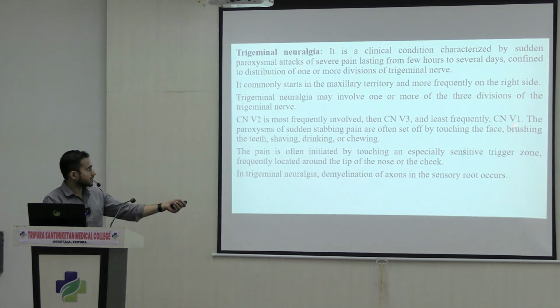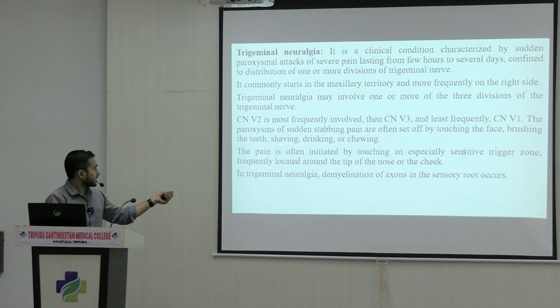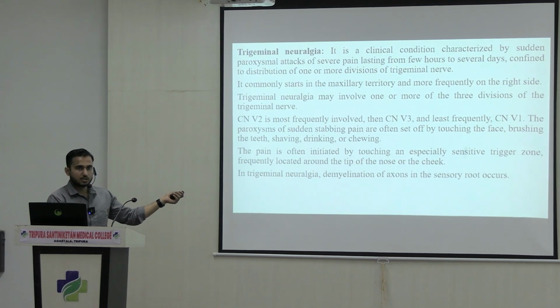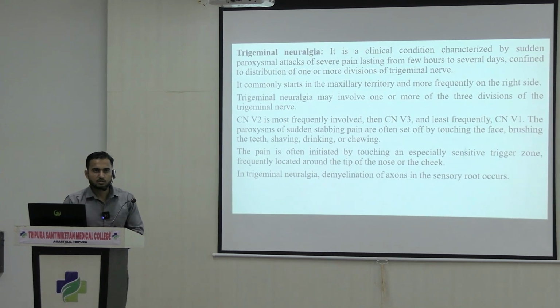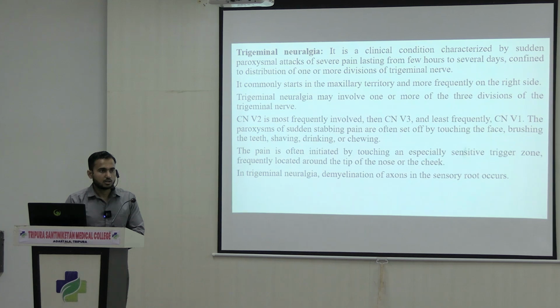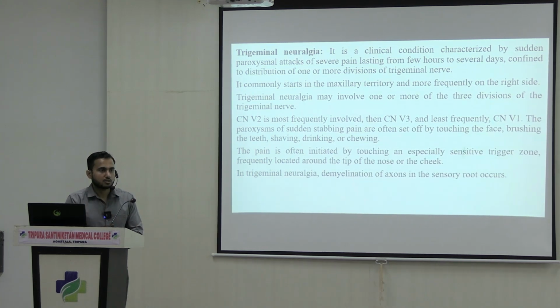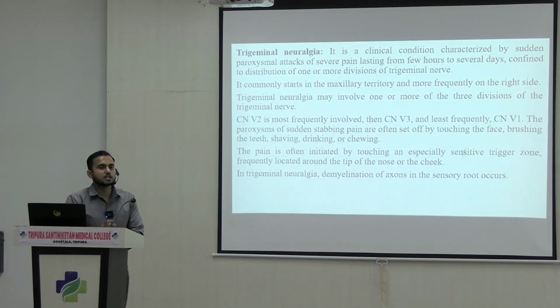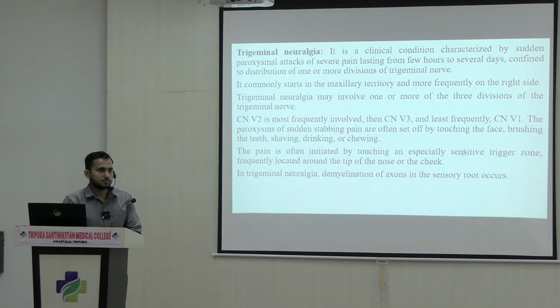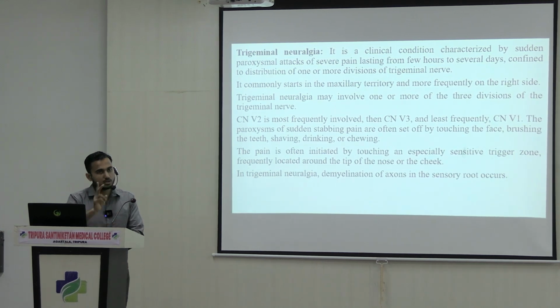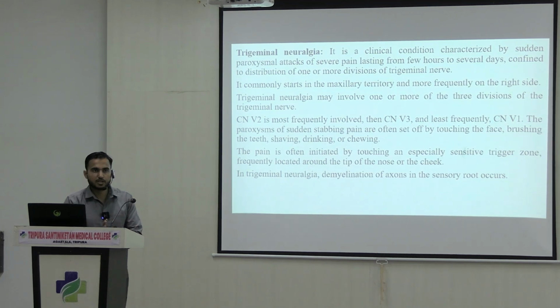Those include brushing the teeth, shaving, drinking or chewing, and these are day-to-day activities. Okay, a person has to perform those activities, right? So at that time it will trigger the pain, and when the pain starts, it will be severe, excruciating pain. It will not stay in one place, it will spread throughout the distribution of the trigeminal nerve of one division or more than one division. Okay, that is trigeminal neuralgia. Severe pain occurs.